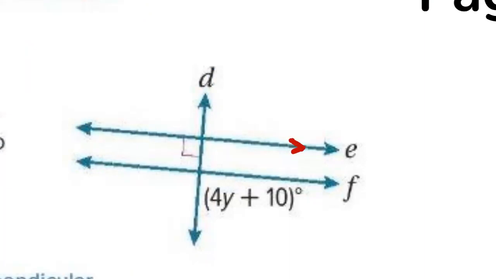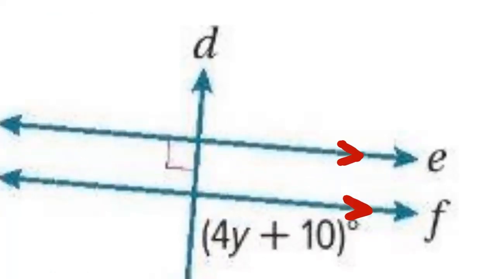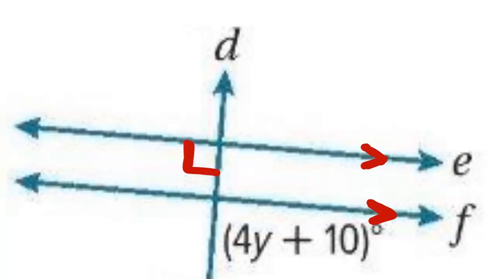I want this line to be parallel to this line. What do they give me to work with in the picture? I have this guy right here, right? What does that mean? It's a right angle. And how big is a right angle? 90 degrees.